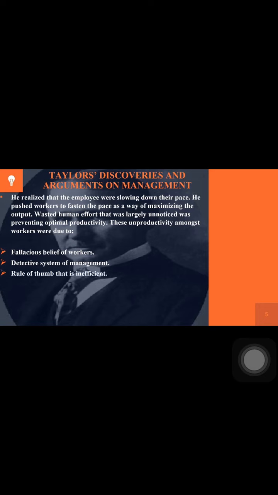Rule of thumb that is inefficient. Rule of thumb, according to Wikipedia, is a theory that is based on experience rather than facts. They are rules that are often proposed or imposed by the employers based on their previous experiences and do not have factual information or backing. He emphasized that the elimination of these causes will lead to prosperity of not only the employer but the employee.